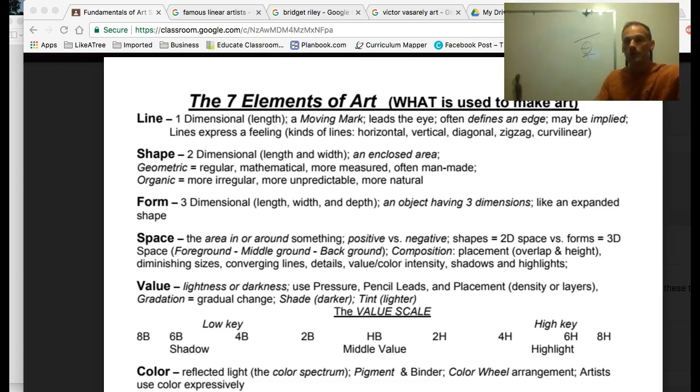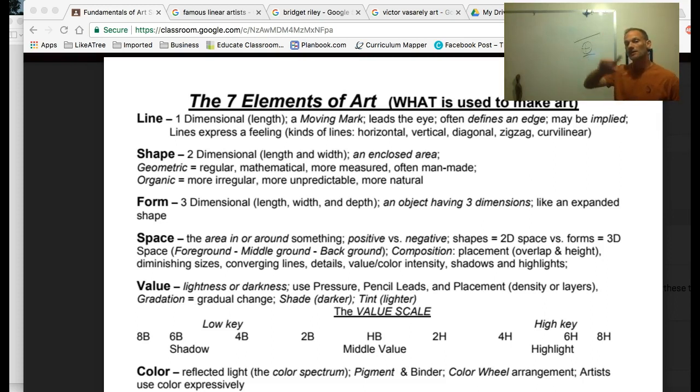Lines serve to lead people's eyes. You can use them very intentionally to lead people's eyes through a picture or through a composition. Just kind of makes sense. If you look at the whiteboard here, your eye hits that line and follows the direction that it goes. Another important concept to keep in mind is that a line can be implied.